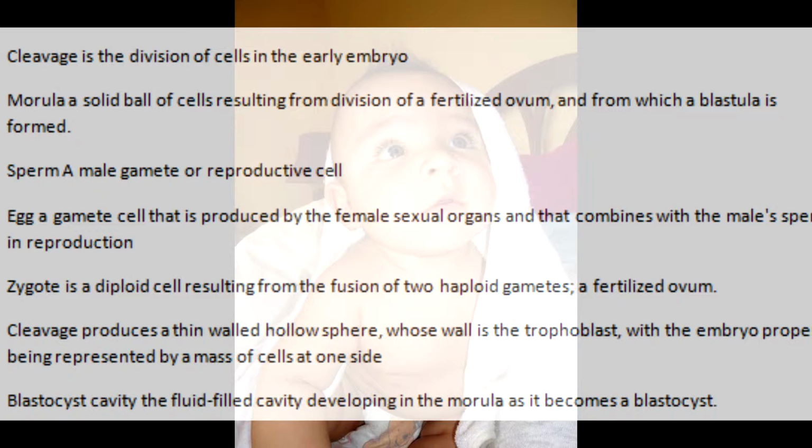Cleavage produces a thin-walled hollow sphere, whose wall is the trophoblast, with the embryo proper being represented by a mass of cells at one side. Blastocyst cavity, the fluid-filled cavity developing in the morula as it becomes a blastocyst.